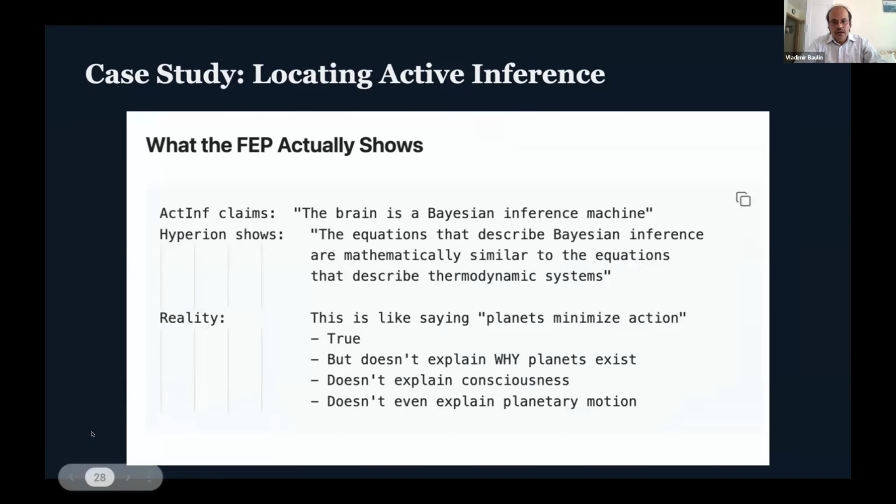Another thing: if we really can say that the brain is a Bayesian inference machine, then these equations describing Bayesian inference are mathematically similar to the equations describing thermodynamic systems.